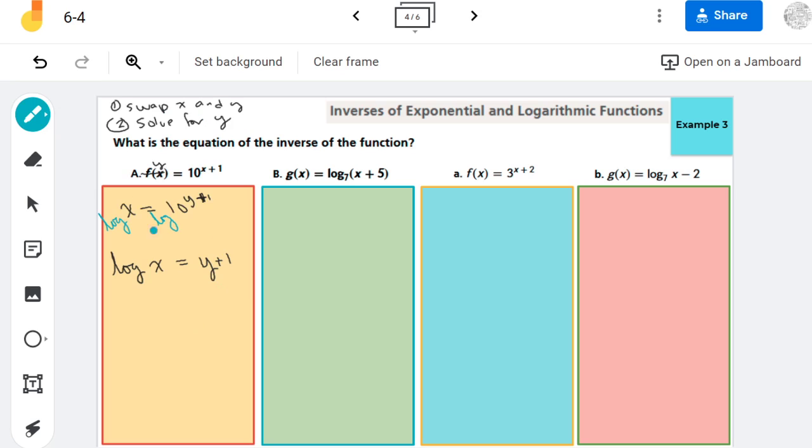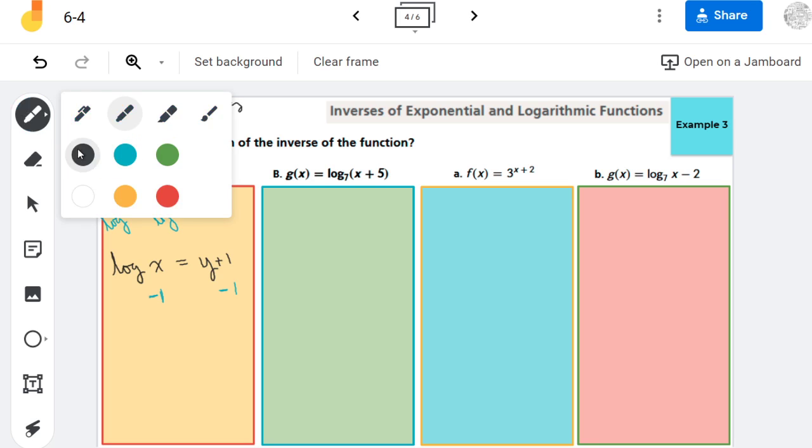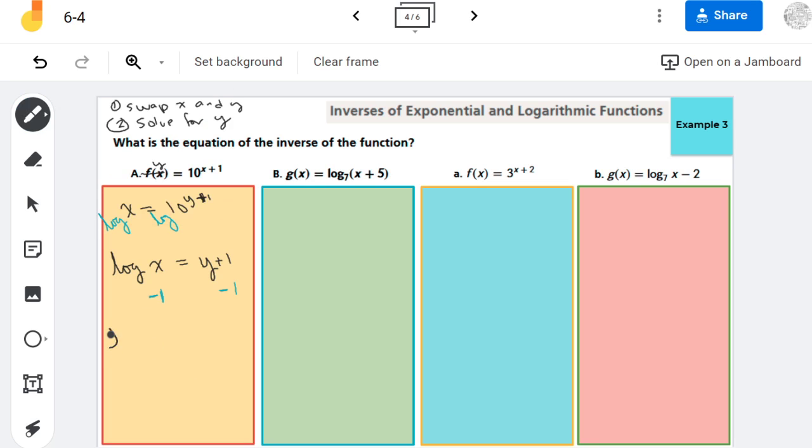So then now to get y alone, I'm going to go ahead and subtract 1 from each side of the equation. So I get the log of x minus 1 is equal to y. Now remember, unless I put grouping symbols around it, this minus 1 is not a part of the logarithm. Okay?